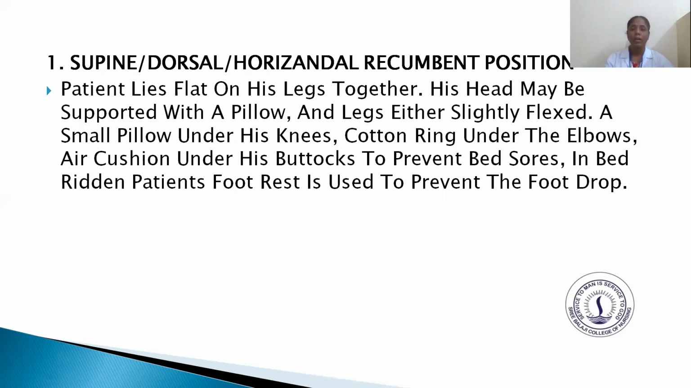Supine, dorsal, horizontal recumbent position. The patient lies with the legs together. The head may be supported with a pillow and the legs either slightly flexed. A small pillow under the knees, cotton rings under the two elbows, and an air cushion under the buttocks to prevent bed sores. In a bedridden patient, the footrest is used to prevent foot drop.